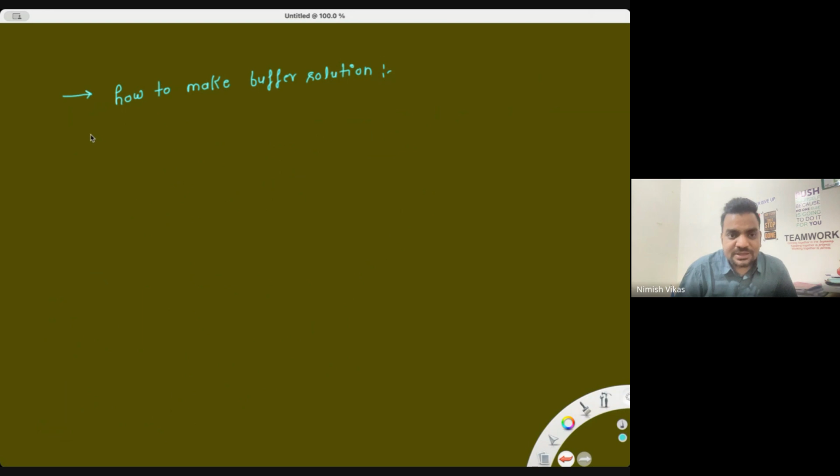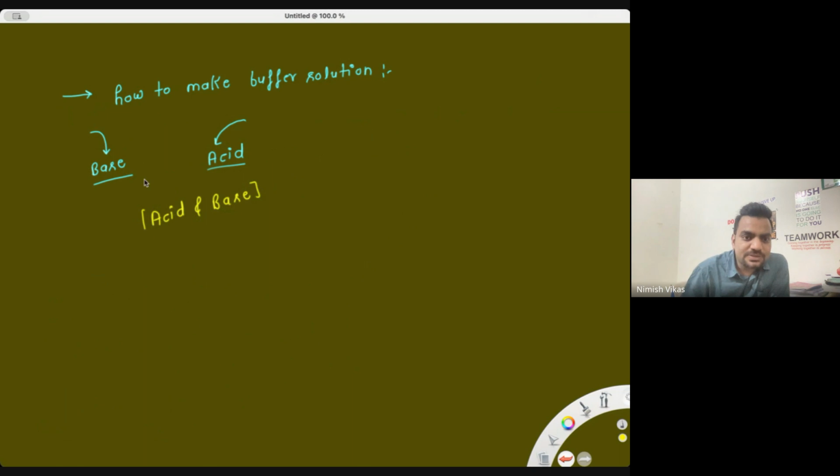So we need to make a solution that should have immunity towards base added from outside, and it should also have immunity towards acid added from outside. Something should be there in the solution which can fight against base, and something which can fight against acid. So it is very clear now that our solution should have both acid and base. Acid and base both should be there in our buffer solution. So this acid will fight against base added from outside, and the base will fight against acid added from outside.